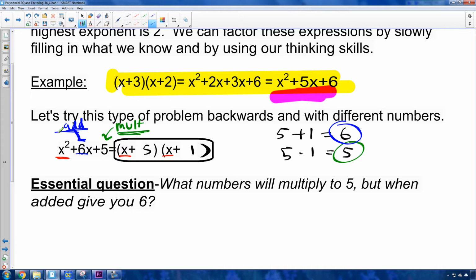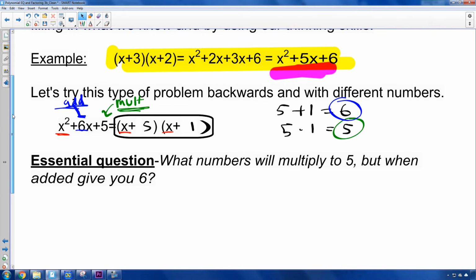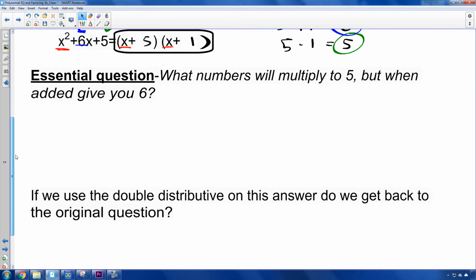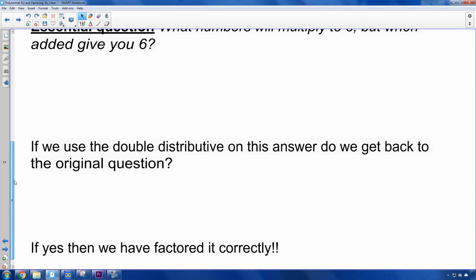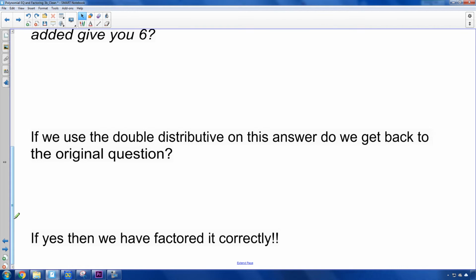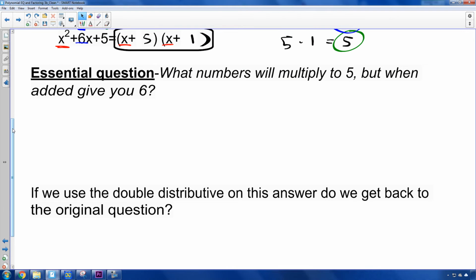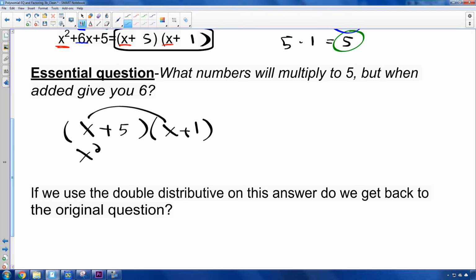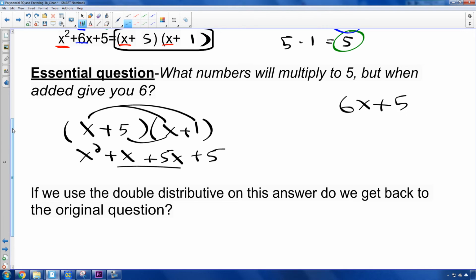So let's try to think about that. Every time you need to ask yourself what numbers will multiply to the last number and add to the middle number if it's in the proper form. If we use the double distributive, will we get back to the original question? What if we use the double distributive property on this thing right here, x plus 5, x plus 1? You got to ask yourself, what does that come out to? Well, it comes out to x squared, I'm going to go quick here, plus x plus 5x plus 5. And we know x plus 5x is 6x, so we know that we have this as our answer.